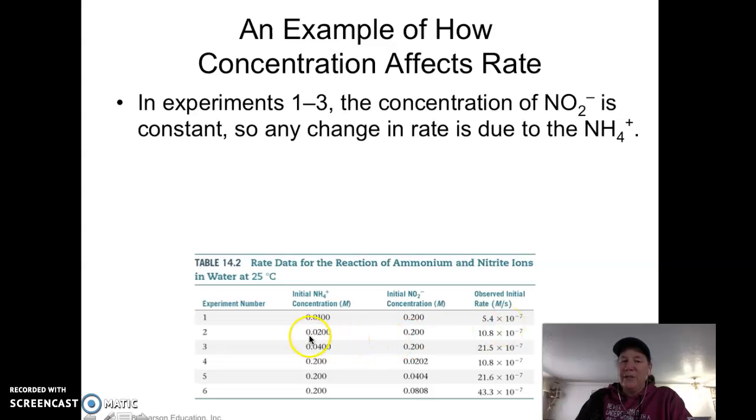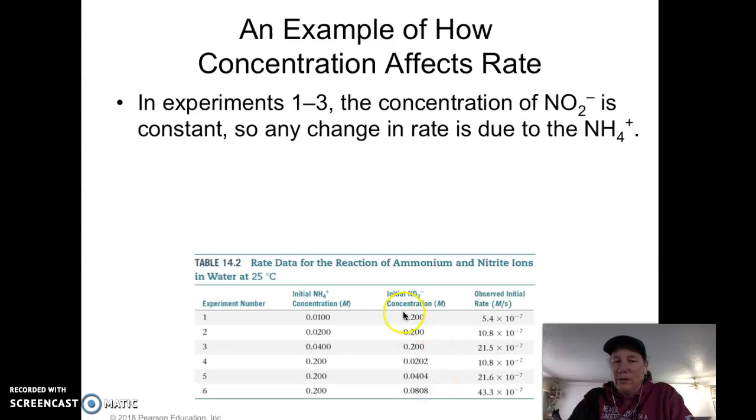I can do it with this one too. This one doubled. It went from 0.02 to 0.04. And again, these aren't in proper scientific notation, but I left them that way because it's easier to figure out. This one doubled. It went from 10.8, and this could have been 21.6, but 21.5 is pretty much doubling it as well. So this one doubled, this one doubled. Again, its reaction order, since they both do the same thing, is 1.